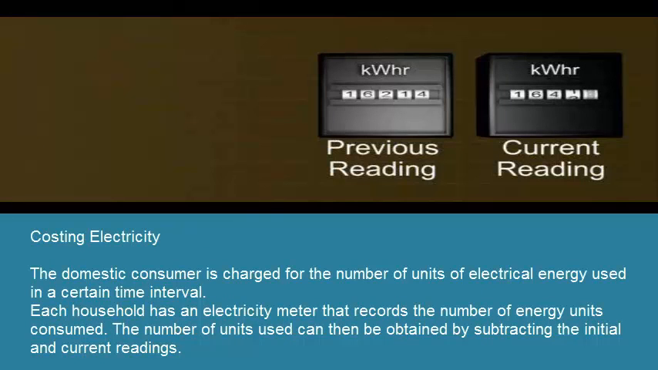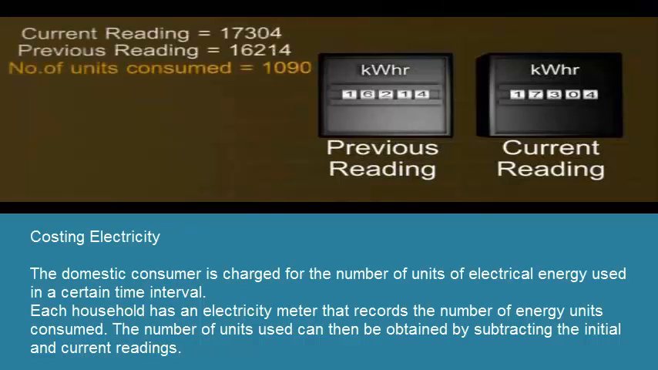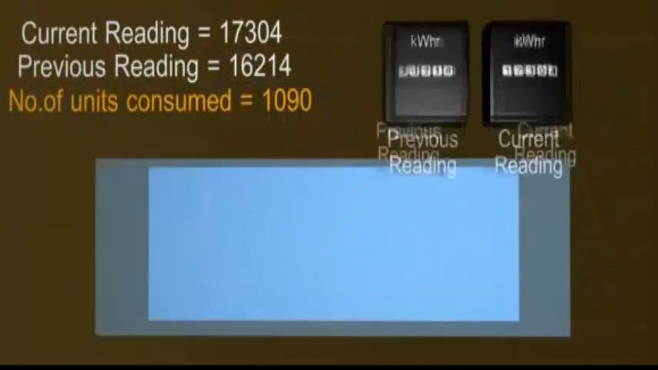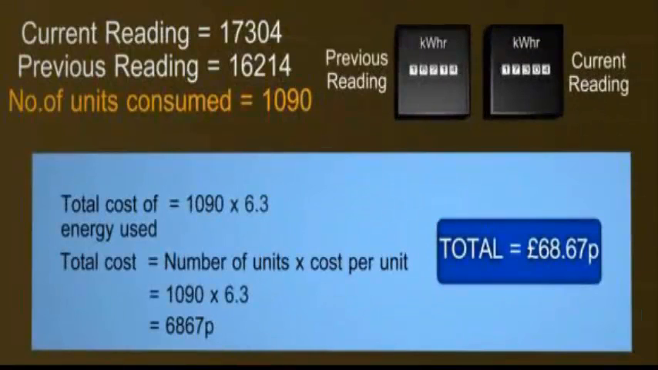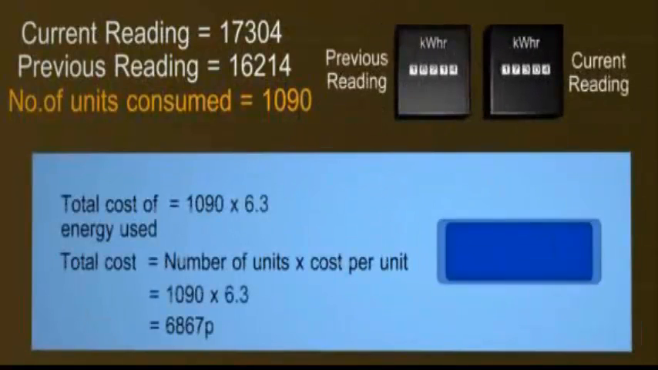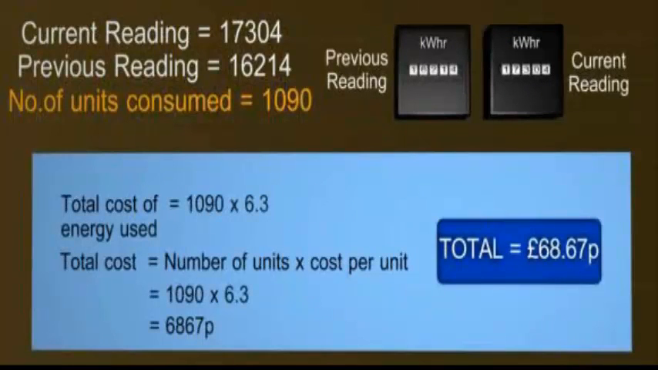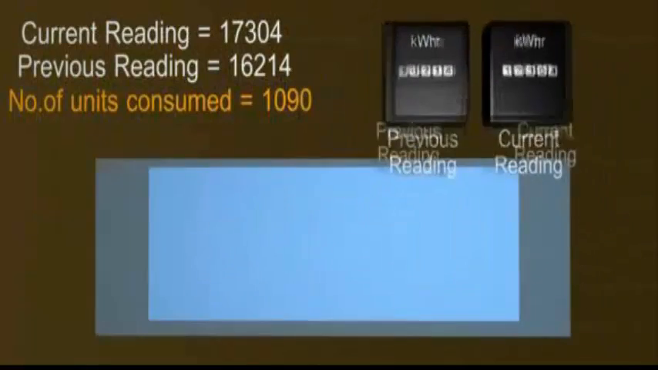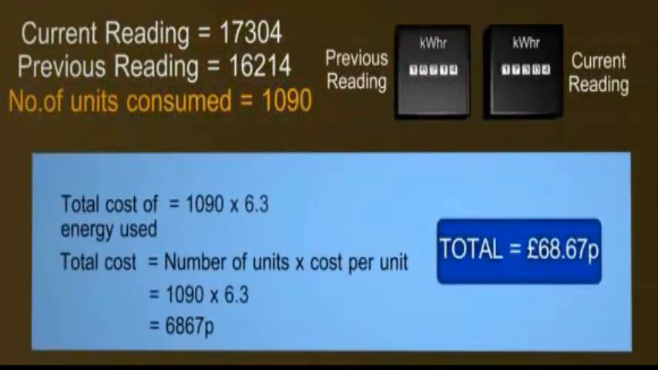The domestic consumer is charged for the number of units of electrical energy used in a certain time interval. Each household has an electricity meter that records the number of energy units consumed. The number of units used can then be obtained by subtracting the initial and current readings. Here, 1,090 units of energy have been consumed at a cost of 6.3 pence per unit. The total cost of the energy used is 1,090 units multiplied by 6.3 pence per unit. The cost of the energy used is £68.67.